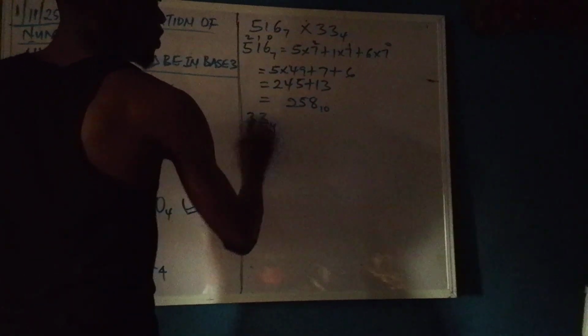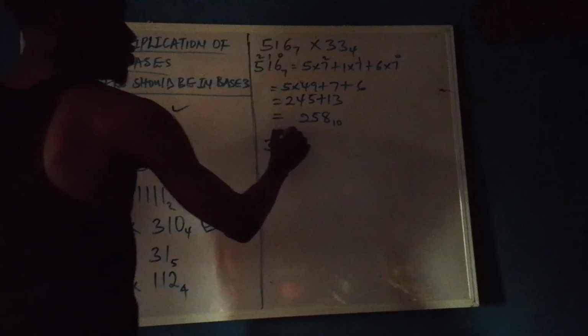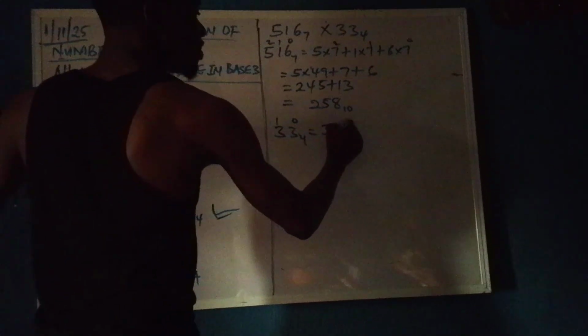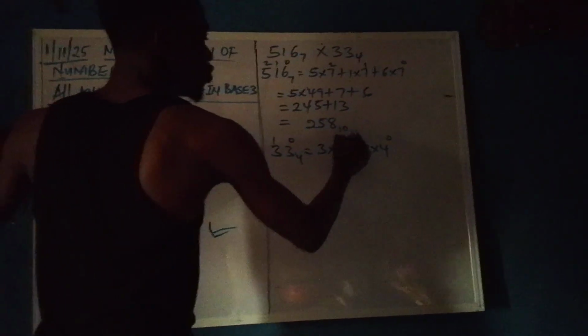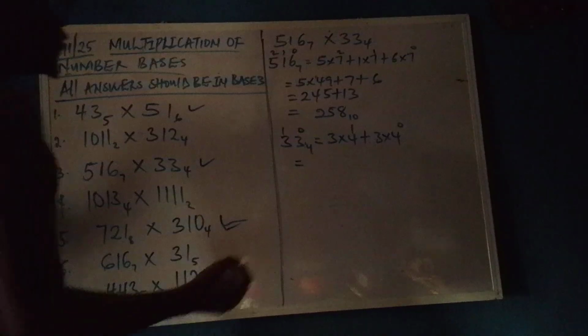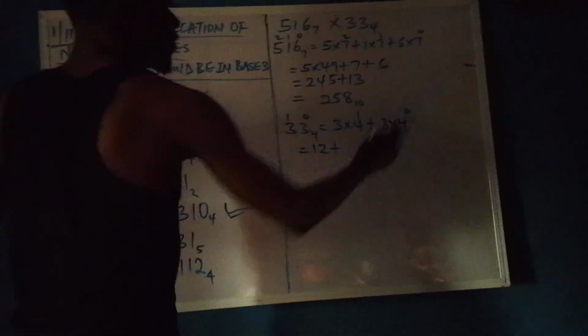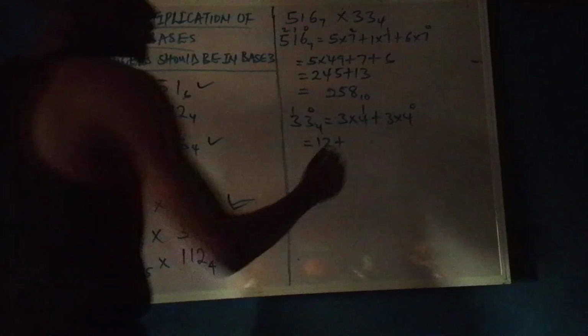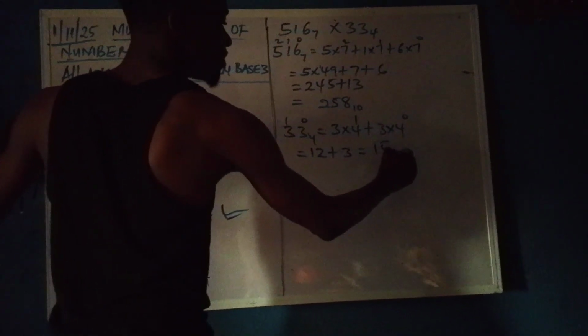Now 334, when you convert 334 to base 10, this is going to be 3 times 4 to the power of 1, plus 3 times 4 to the power of 0. Let's not forget that. So 4 to the power of 1 is 4, times 3 is 12, plus 4 to the power of 0. Anything raised to the power of 0 is 1. So 1 times 3 is 3. Final answer is 15 base 10.